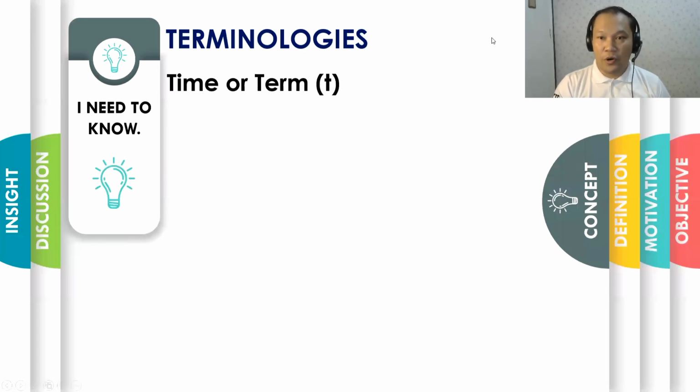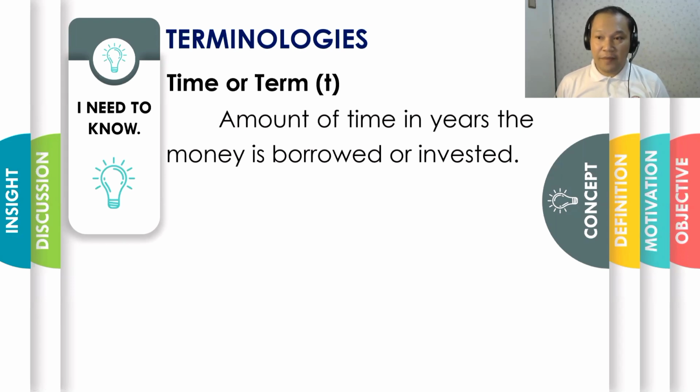Okay, time or term expressed as T. Now, amount of time in years that the money is borrowed or invested. This is the length. Ibig sabihin, gaano kahaba na gagamitin mo yung pera at isasauli mo rin. This is the period, the length or the duration. And it's always expressed in terms of years.